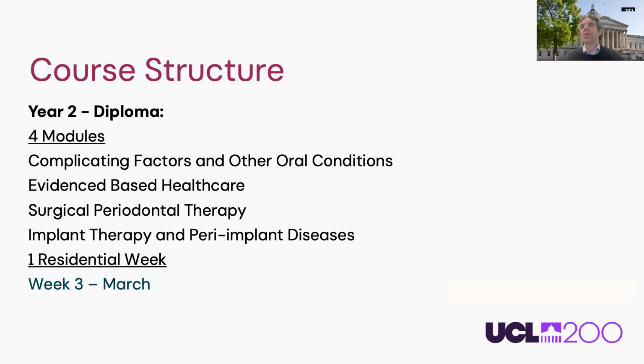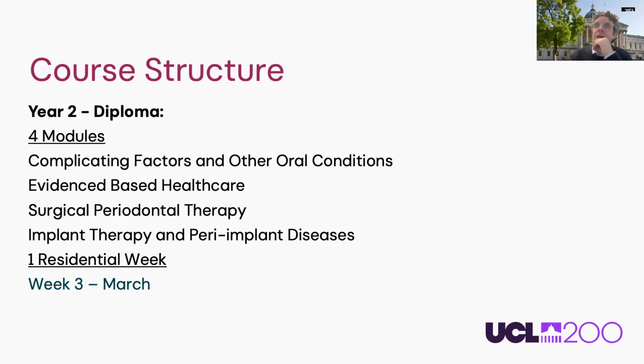So this is effectively the key element of the first year of the training. Then the second year, the diploma year, instead expands some of the concepts of year one. You see there are 4 modules here. The complicating factors and other oral conditions module includes managing periodontal patients with some element of complex management. This can be some sort of complex systemic condition, aspects of oral medicine, oral pathology, or managing difficult patients in general. So this module again focuses on consolidating the knowledge of year one, but expanding with interdisciplinary elements.